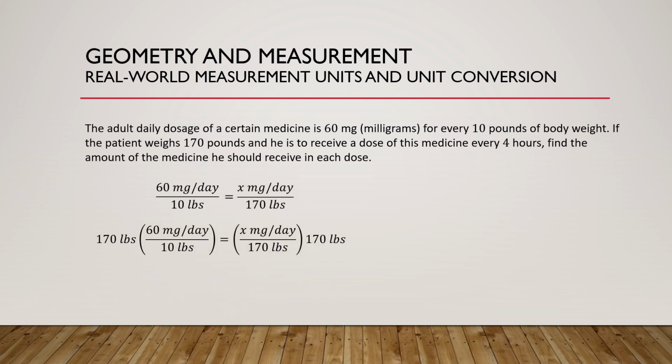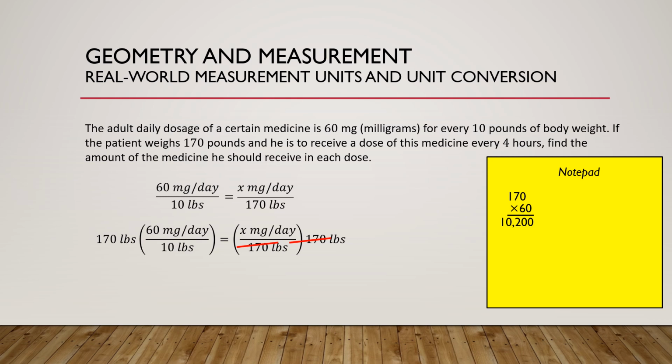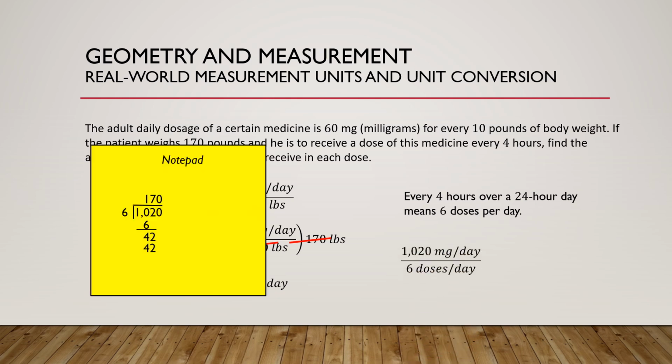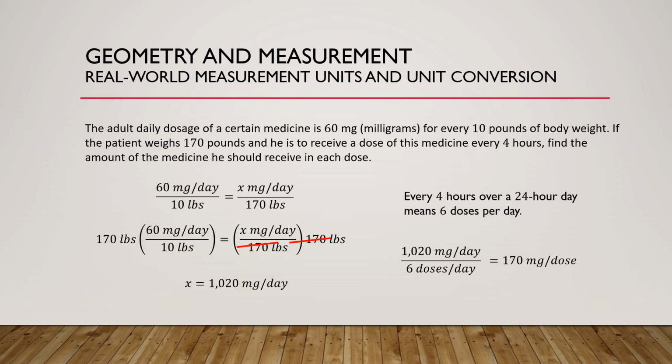Multiply each side by 170. On the right side, the 170s cancel. On the left side, 170 times 60 equals 10,200. Then we divide 10,200 by 10 to get X equals 1,020 milligrams per day. A dose is taken every 4 hours over a 24-hour period, which means 6 doses. 1,020 milligrams per day divided by 6 doses per day equals 170 milligrams per dose.